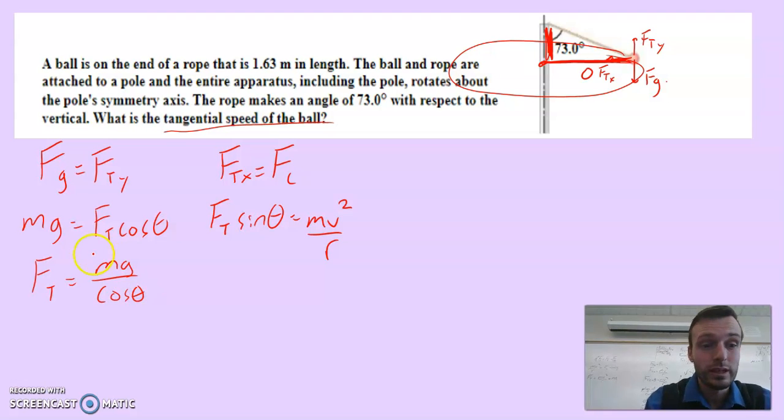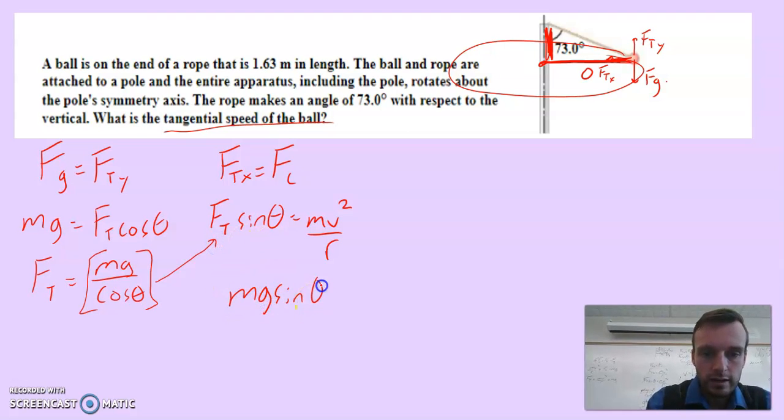And I'm going to substitute again. I'm going to take this, because that's what Ft is equal to, and I'm going to plug it into this equation. What happens when I do that? Mg sine of theta over cosine of theta equals mv squared over r.